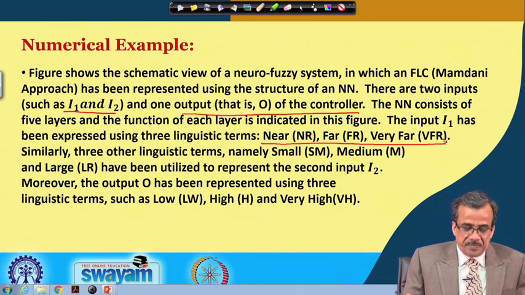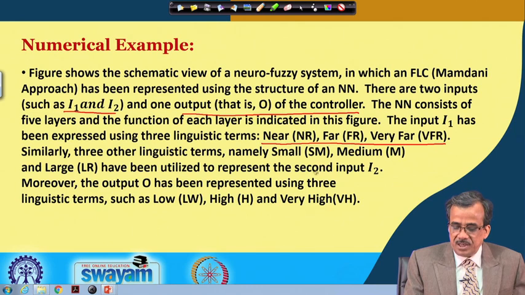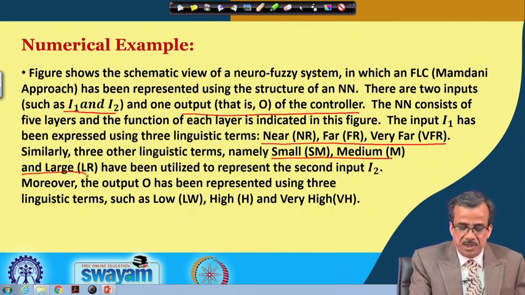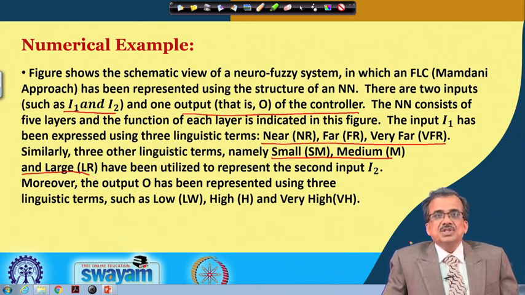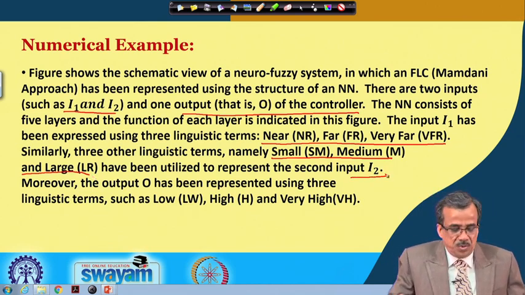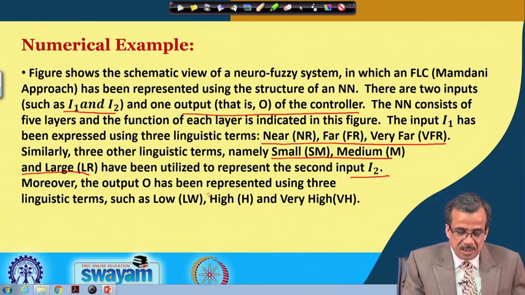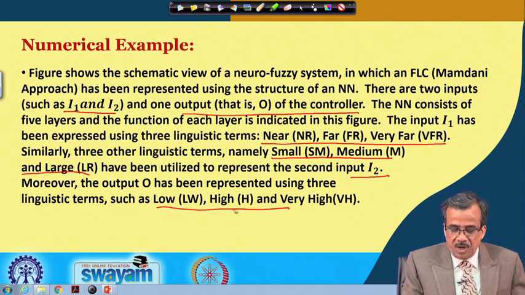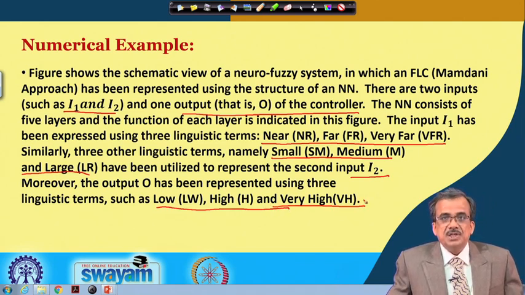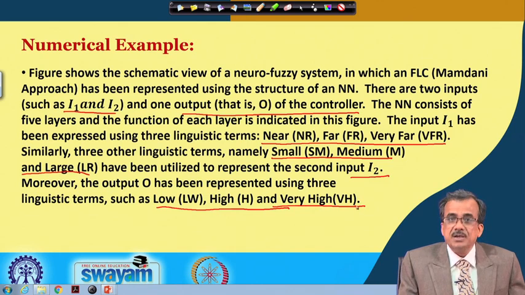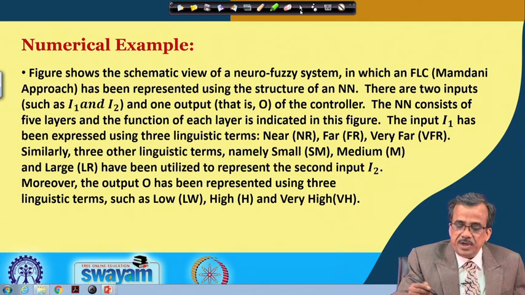Similarly, 3 other linguistic terms, small, medium and large, have been utilized to represent the second input, that is I2, and the output has been represented using 3 other linguistic terms: low, high and very high, that is L, H and VH. Now, I am just going to show you.